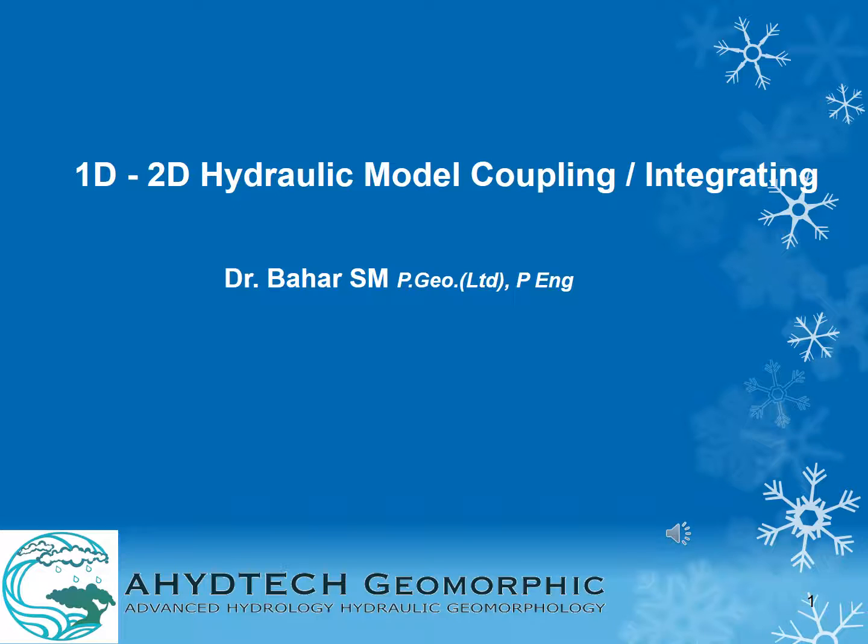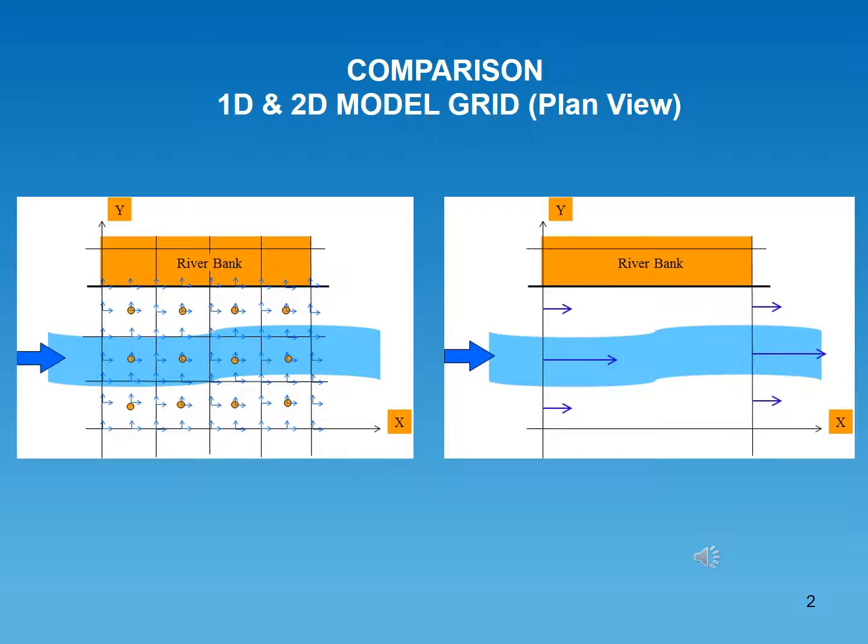When you are developing a 2D model, it should be a completely 2D model. It is easier, faster, and more accurate. Here is a comparison of a 1D and 2D model grid plan view. If you have a 1D model like HEC-RAS or MIKE 11, usually models have cross sections spaced about 50 to 100 meter intervals. A 1D model simulates flow field in the main channel and floodplain.